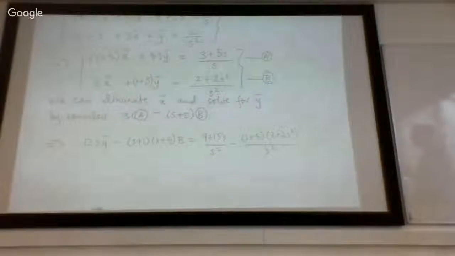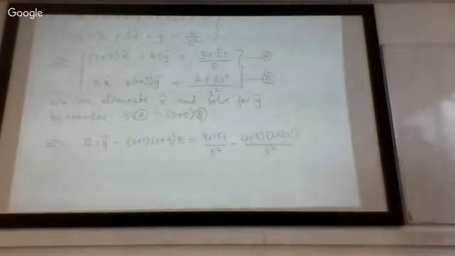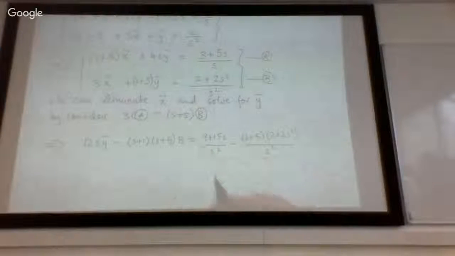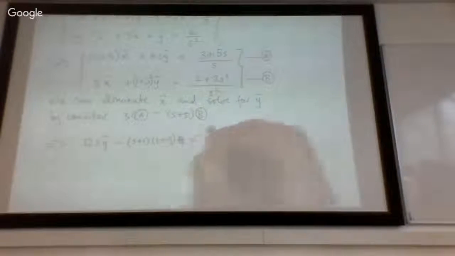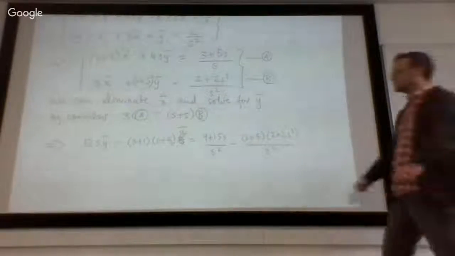Excuse me? B. Oh, that was a figment of my imagination. That is y bar. Sorry. It came from equation B, but sorry, it should be y bar. Thank you.